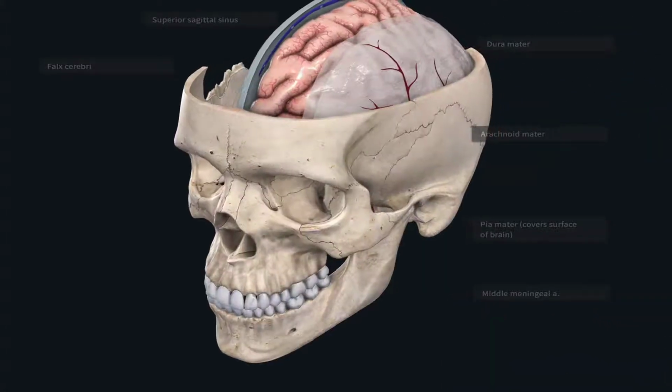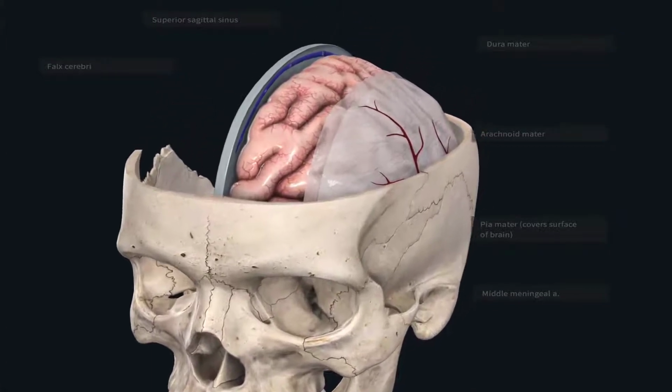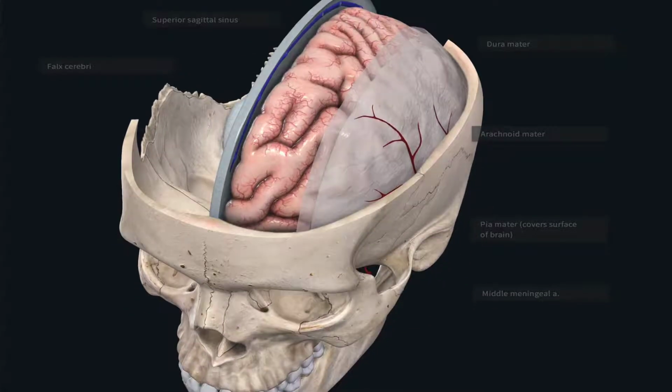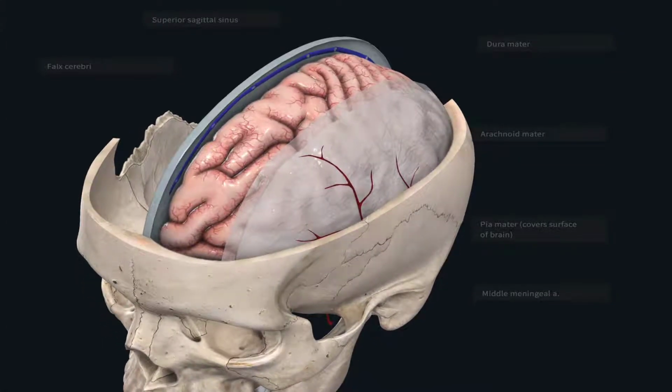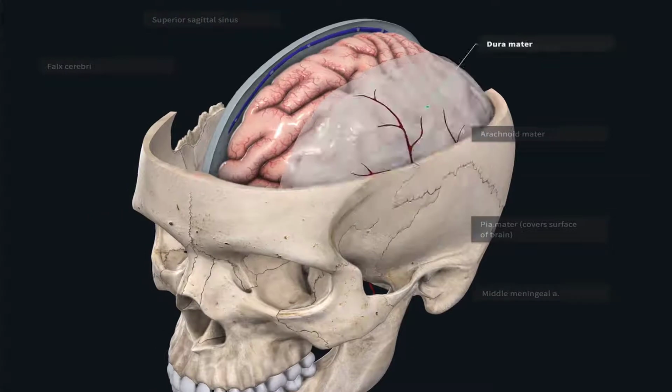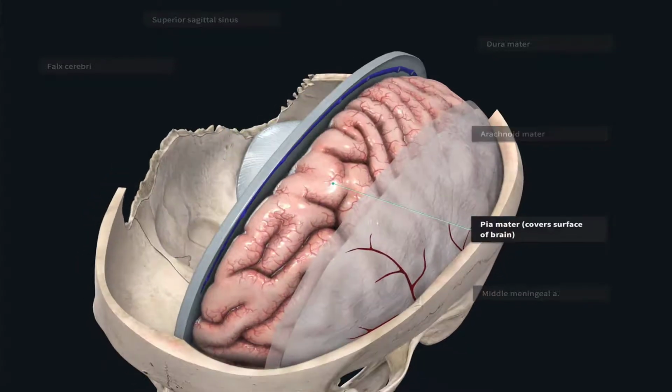The meninges surround and protect the central nervous system. The cranial meninges are going to surround and protect the brain. There are 3 different meningeal layers: the outermost layer, the dura mater, an intermediate layer, the arachnoid mater, and an innermost layer, the pia mater.